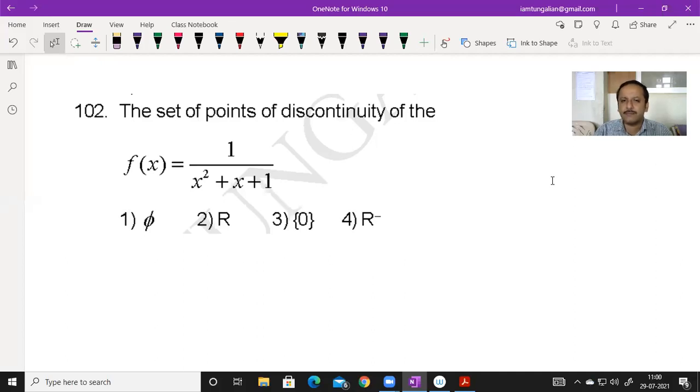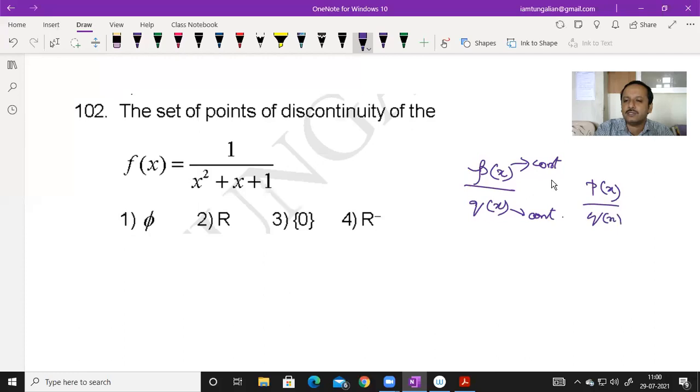So the numerator is continuous. And the denominator is x square plus x plus 1, which is a polynomial function. We know that every polynomial function is continuous. Okay. So now suppose you have P of x divided by Q of x. If P is continuous and Q is continuous, then can we say P by Q is continuous? Yes, it is continuous. But there is a small star mark, conditions apply.